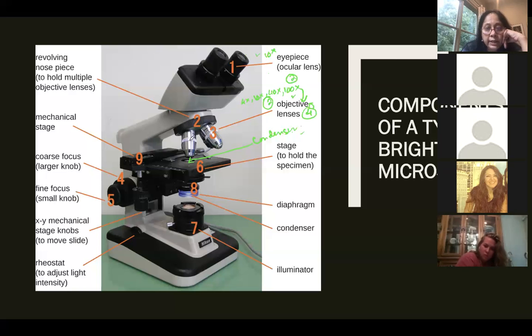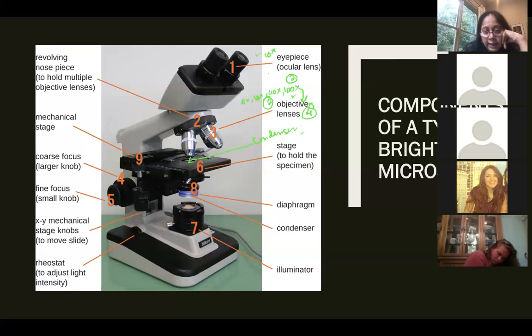All these objective lenses are attached to a black knob that's called the nose piece. So basically the nose piece carries all these objectives. It's like a rotating knob. You can move the nose piece to change the objective lens. This is the arm. This is the light source.